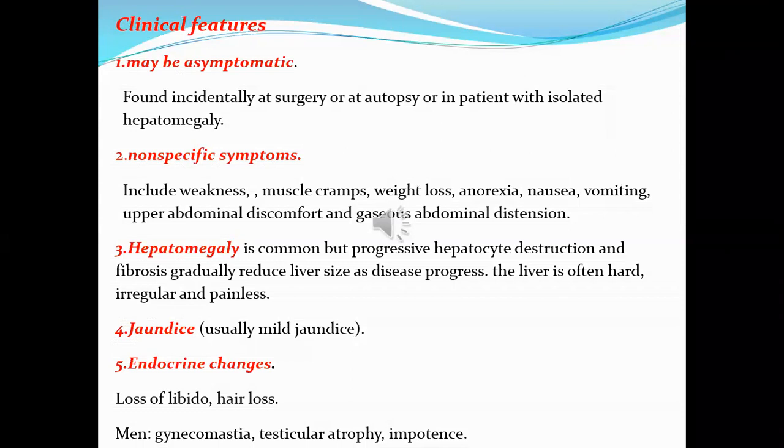Hepatomegaly is common, but progressive hepatocyte destruction may lead to fibrosis and shrinkage of the liver, which then becomes undetectable. So either hepatomegaly, or sometimes the liver shrinks and becomes undetectable, especially in post-infective cirrhotic liver. In alcoholic cirrhosis there is enlargement of the liver. In autoimmune hepatitis there is also enlargement, but infection due to hepatitis B or C leads, with time and progression of fibrosis, to a decrease in size of the liver, which becomes small. So this is the third symptom, hepatomegaly.